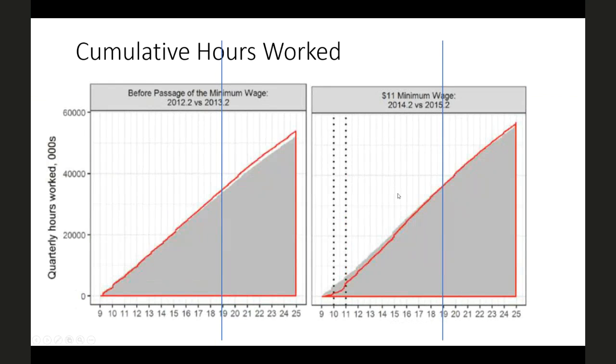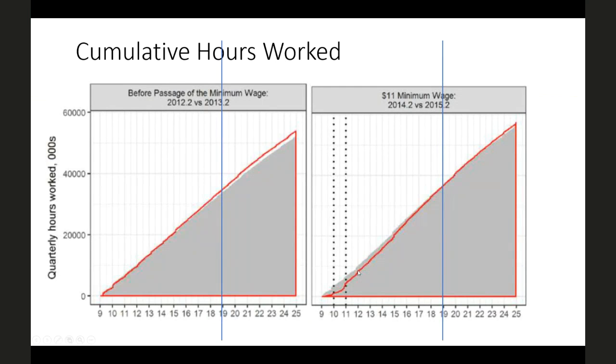Another way to look at this is to look at the cumulative distribution. So essentially this is going to tell you how many hours are worked at wages at or below each of these points, right? So at or below $9 an hour, $10 an hour, et cetera. And so what you can see is there's far fewer hours worked at or below the new minimum wage than there were before, but there isn't some big increase in the number of hours worked at or below wages higher than the minimum wage.